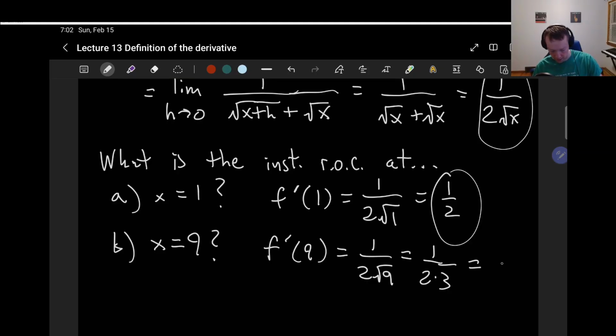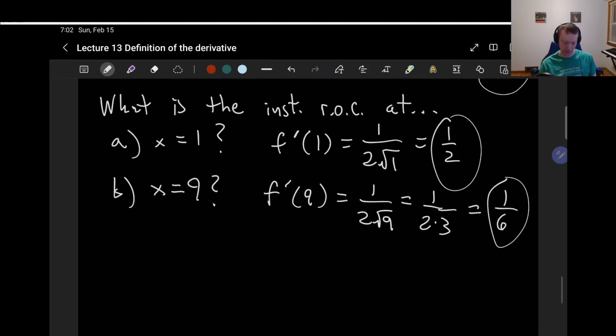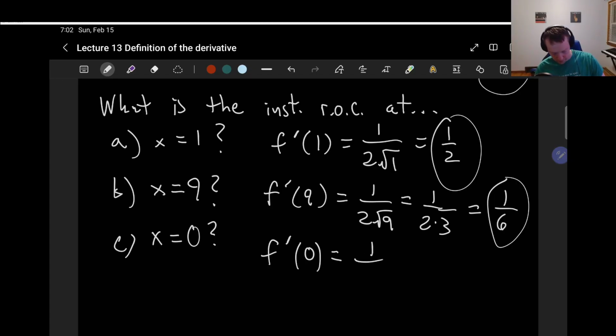Okay, and we get 1/6. All right, what about when x is 0? That's in the domain of our function after all. Okay. Uh-oh. That's a problem, because this becomes 1 over 0. It's undefined.